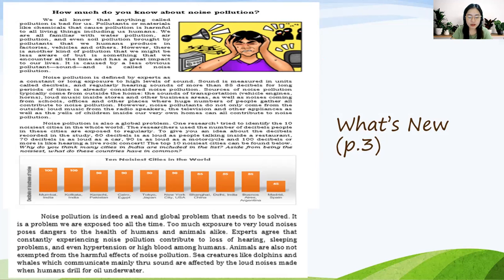Noise pollution is also a global problem. One research tried to identify the 10 noisiest cities in the whole world. The researchers used the number of decibels people in these cities are exposed to regularly. To give you an idea about the decibels recorded in the study, 60 decibels is as loud as people talking inside a restaurant, 70 decibels is as loud as a car, 90 is as loud as a motorcycle, and 100 decibels or more is like hearing a live rock concert.